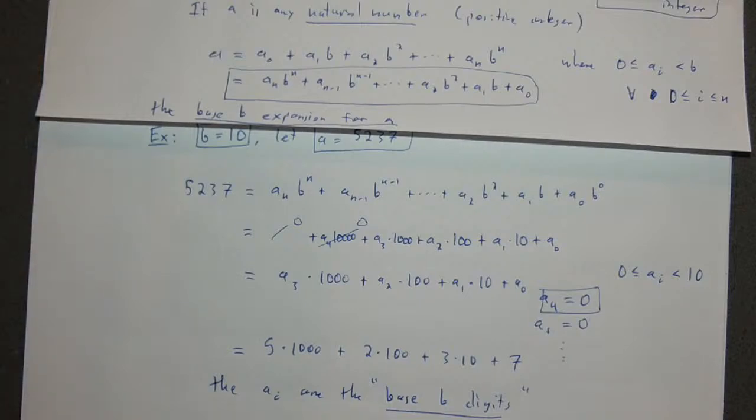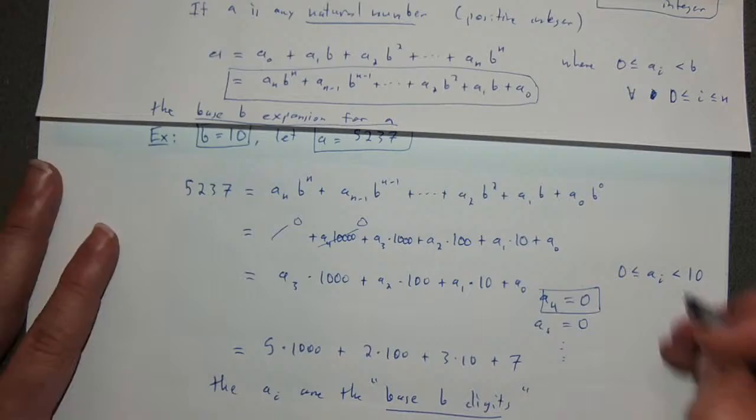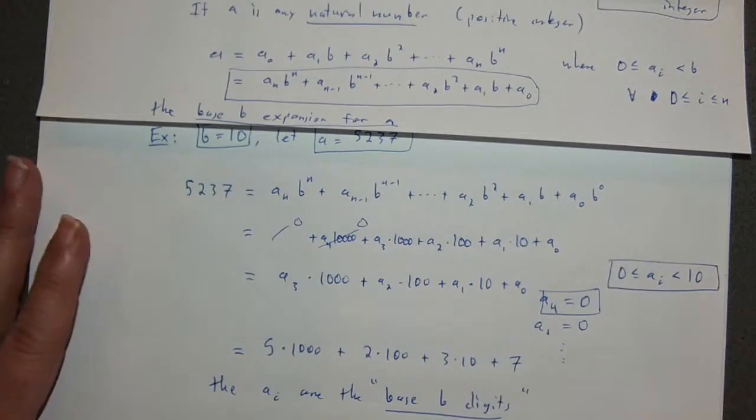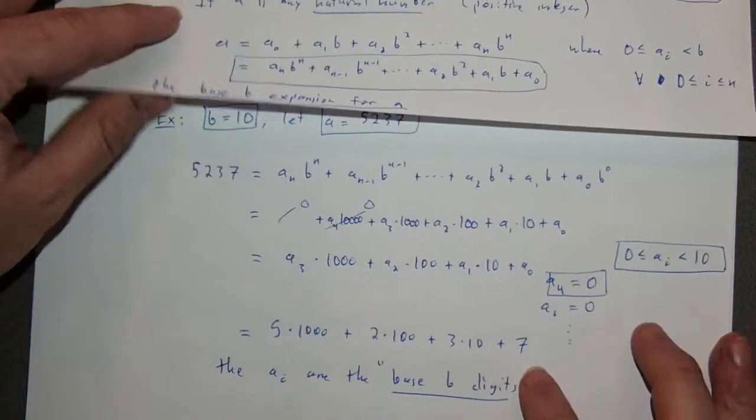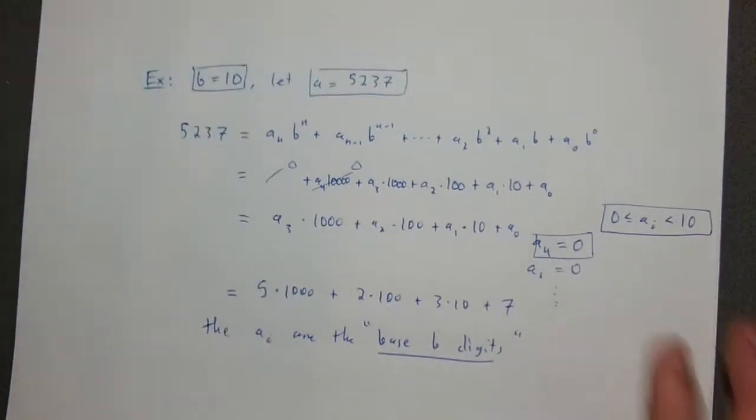So the reason why you're resetting here is because of how digits work, right? This is exactly telling you that it doesn't make any sense for a sub i to be 10 or bigger, because if b is 10, once you have an a sub i over 10, you're lumping those into the next place, right? Okay. And so let's do a couple more examples to nail this down.